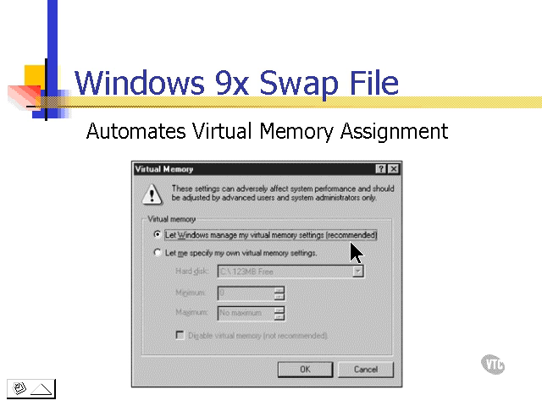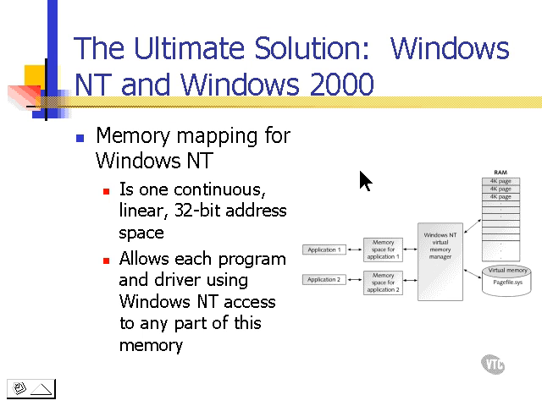But the ultimate solution to our memory problems comes with Windows NT and Windows 2000, because the memory mapping and the memory model is totally different with the newer operating systems. It's one continuous linear 32-bit address space, and it allows each program and driver using Windows NT to access any part of that memory, but it fools every application into thinking that it has all of the memory on the computer available to it.